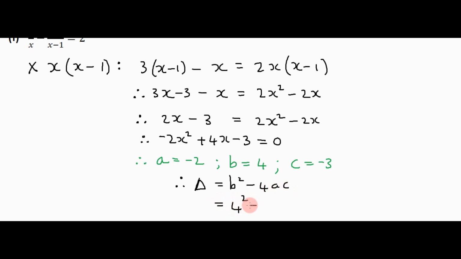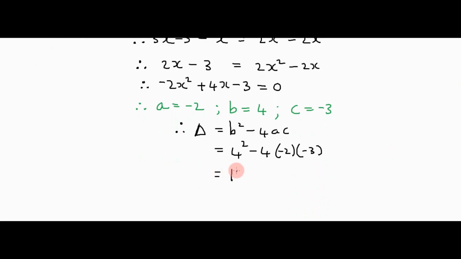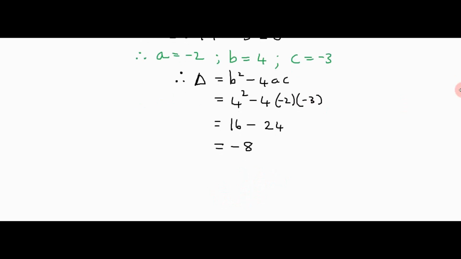So it's going to be 4 squared minus 4 times negative 2 times negative 3. This is 16, and minus, that's going to be 4 times 2, which is 8, times 3, which is 24. So 16 minus 24. This, of course, is negative 8. So we see that delta is a negative number or less than 0. And we can conclude that the roots are non-real.